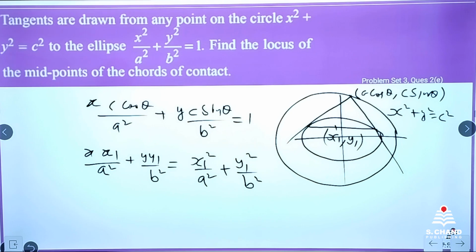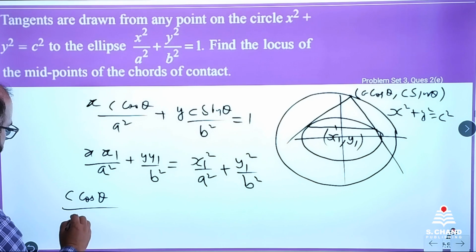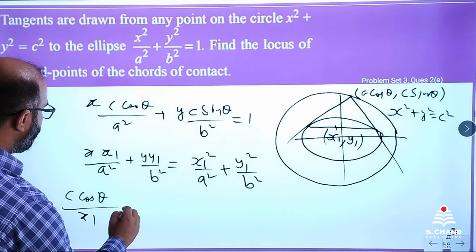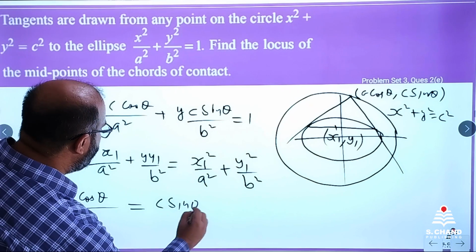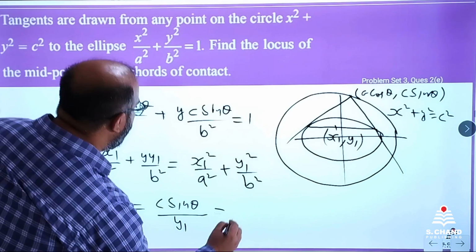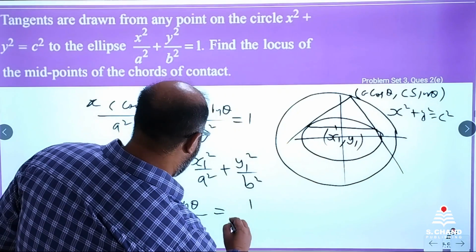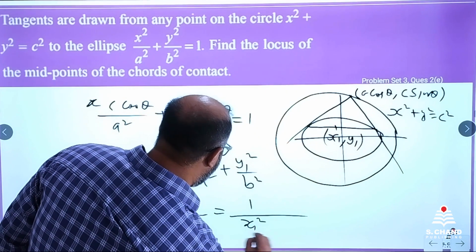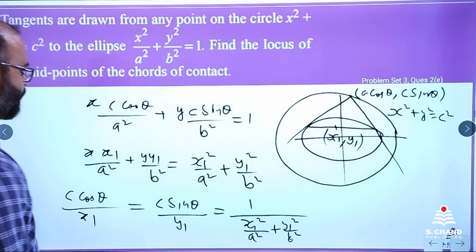Now it is saying find the locus of the midpoints of the chord of contact. So if we compare them, the coefficient of x is c cos theta by a square. So this is c cos theta, and here the coefficient of x is x1 by a square. So this will be x1. Similarly for y, this will be c sin theta, and this will be y1. And the constant is, here it is 1, and here x1 square by a square plus y1 square by b square.